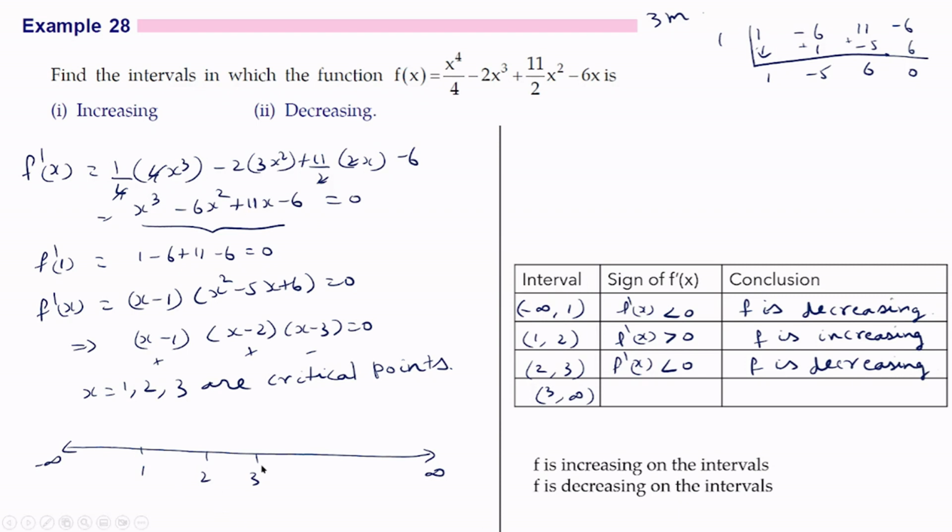And finally we have the last interval 3 comma infinity. If we substitute any point, say 4 and check. Here all these will be positive. 4 minus 1 positive, 4 minus 2 positive, 4 minus 3 positive. So here f dash of x is more than 0. So f is increasing on this interval.